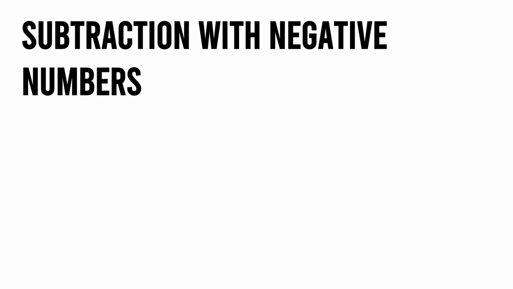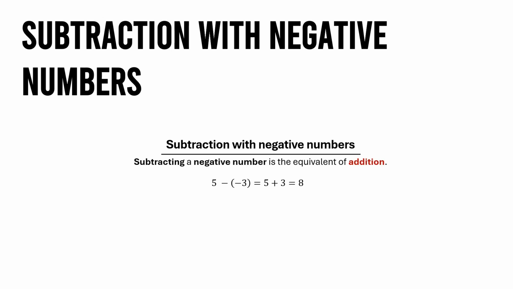Subtraction with negative numbers. Subtracting a negative number is the equivalent of addition. 5 minus negative 3 in parentheses equals 5 plus 3 equals 8.